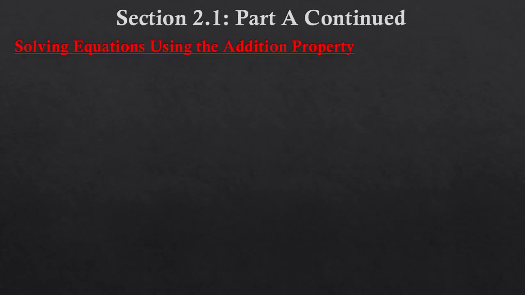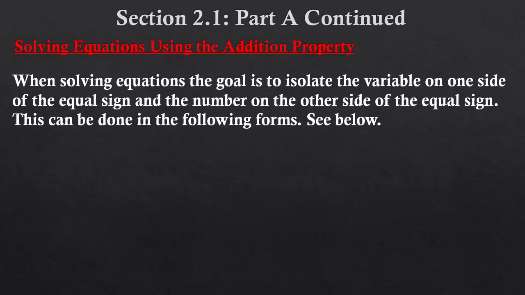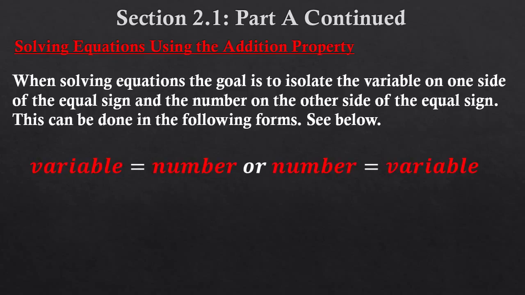Solving equations using the addition property. When solving equations, the goal is to isolate the variable on one side of the equal sign and the number on the other side of the equal sign. This can be done in the following form. See below. Variable equals a number, or a number equals a variable.